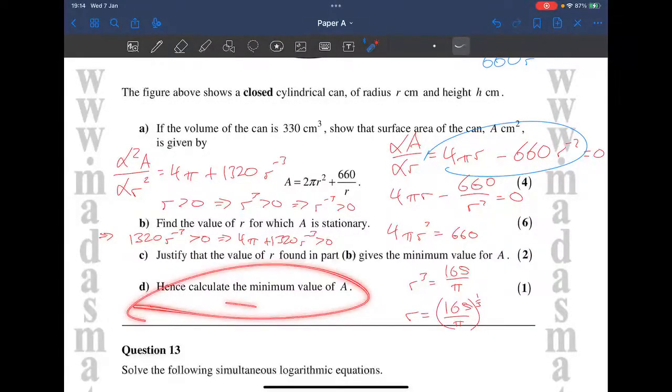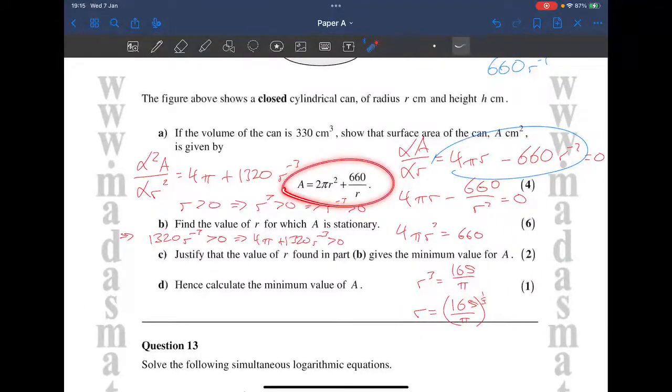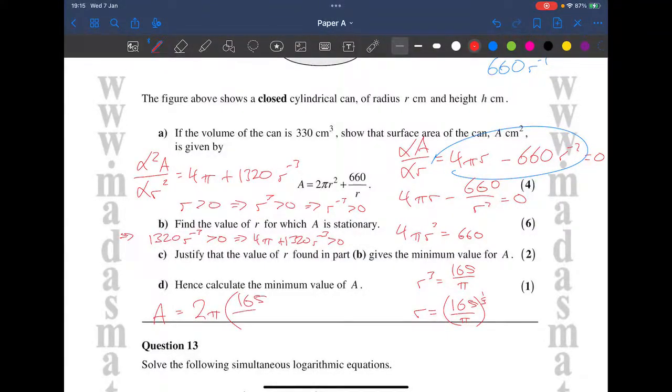And now then, calculate that value of a. Not very nice, but we need to sub this into our original expression that we had up here. So a is going to be equal to 2 pi and then r squared. So the 165 over pi squared, when you've got a cube root, it's going to make the power 2 over 3. And then 660 over r. Instead of writing it over r, I'm just going to flip it upside down. So 660 pi over 165, all to the power of 1/3.